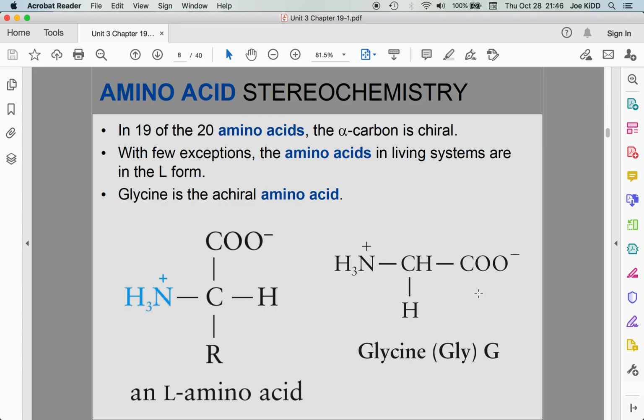Okay. So as we mentioned earlier, 19 of the 20 amino acids have the alpha carbon as chiral. We talked about glycine, this is the only non-chiral one. With very few exceptions, most living systems are going to be the L form of the amino acid. So again, if we're talking about D and L, we're looking at the chiral carbon furthest away from the carbonyl, which would be this one right here. Here's our alpha carbon. Please keep in mind glycine, because it's achiral, is not going to be D or L.